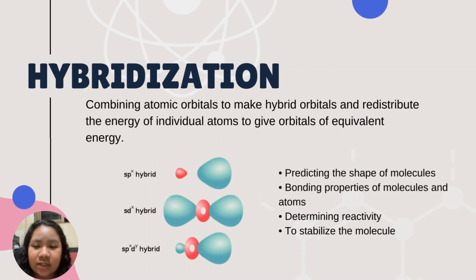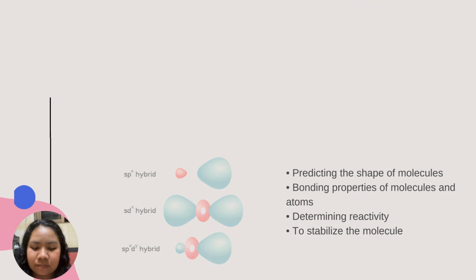Now, let us discuss hybridization. Hybridization is the combining of atomic orbitals to make hybrid orbitals and redistribute the energy of individual atoms to give orbitals of equivalent energy. Hybridization is crucial because it helps explain the shapes and bonding of molecules. By mixing atomic orbitals to form hybrid orbitals, it provides a more accurate model for understanding molecular geometry and bond angles, which are essential for predicting the properties and reactivities of molecules.